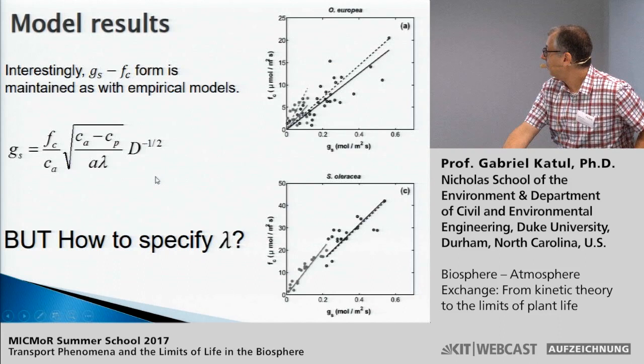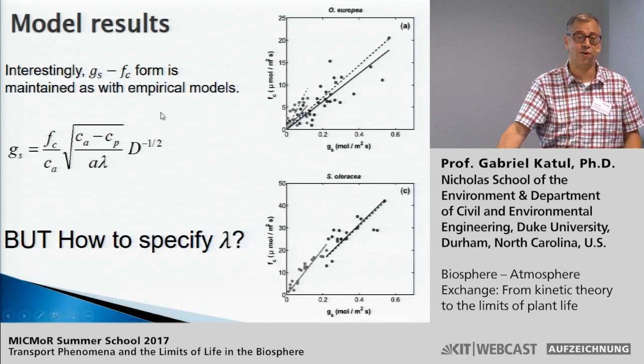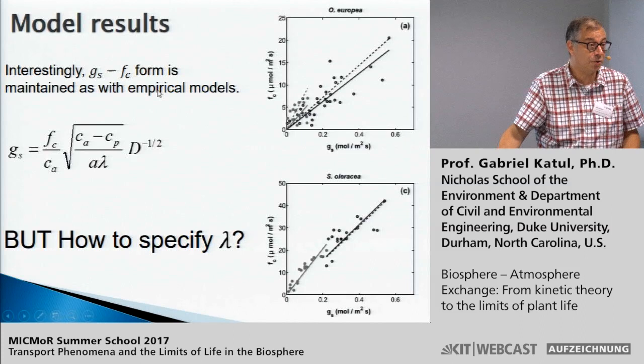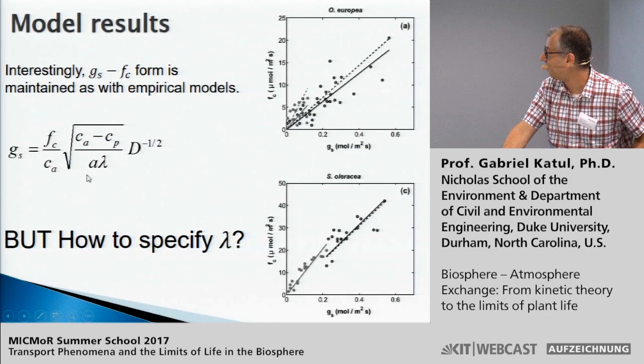What she also found rather interesting is that if you plot now stomatal conductance as a function of photosynthesis, the linearity between stomatal conductance and FC over CA is not disturbed. In other words, the mesophyll conductance is not altering that relation, even though it is finite and it could be somewhat affecting the outcome of the flux. Okay, so the interesting thing is that the stomatal conductance as a function of FC over CA seems to be robust despite the fact that mesophyll conductance still enters into the equations.